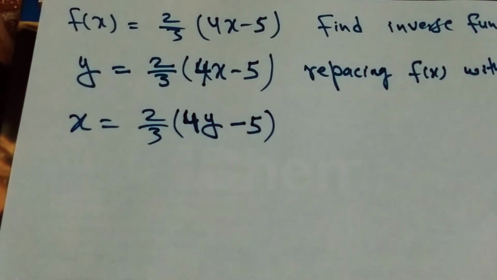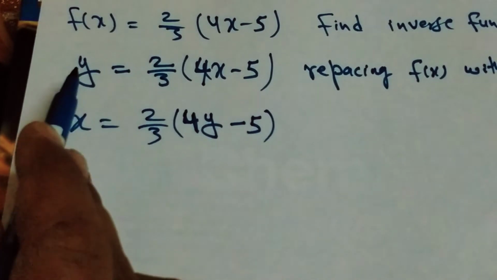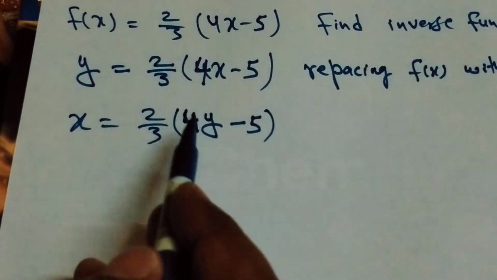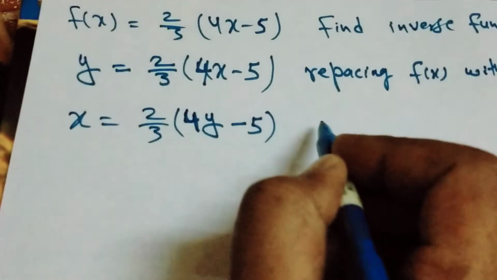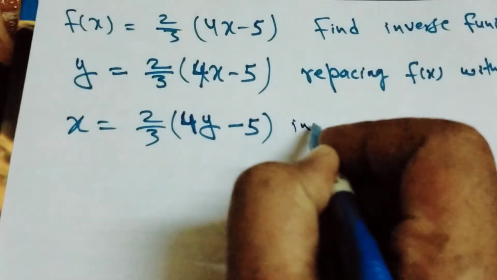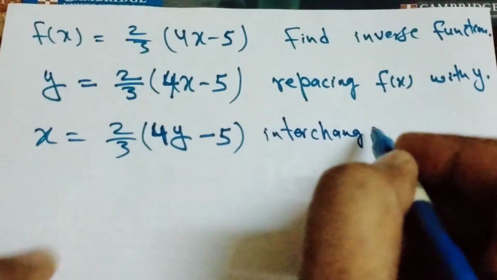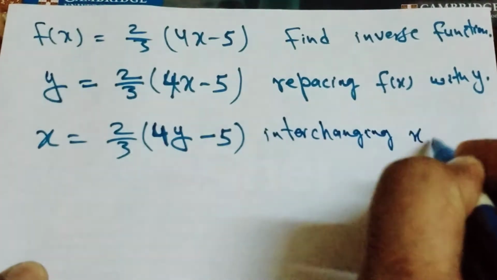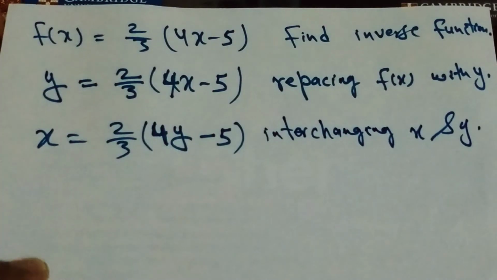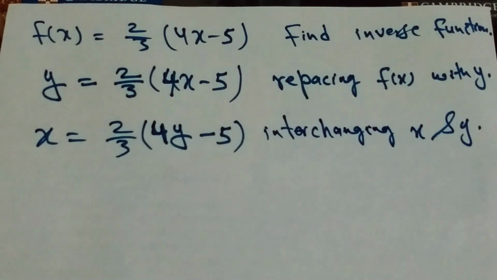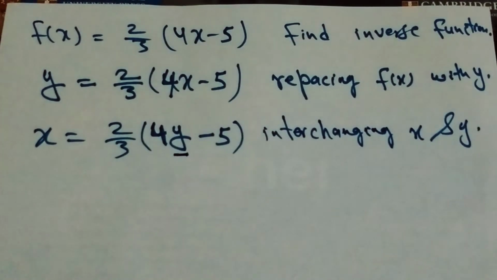What I did here, I interchanged x and y. In the place of y I wrote x, in the place of x I wrote y. So I am going to write: interchanging x and y. So the third step, in the third step we will make y the subject of the formula.